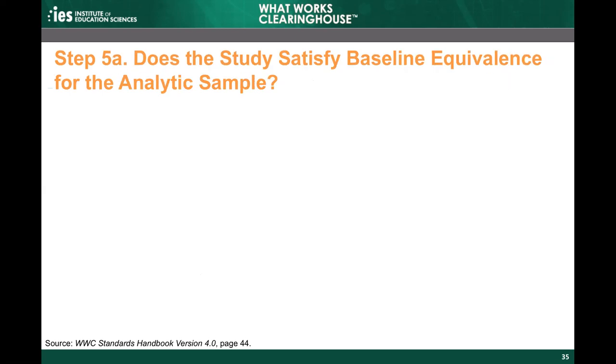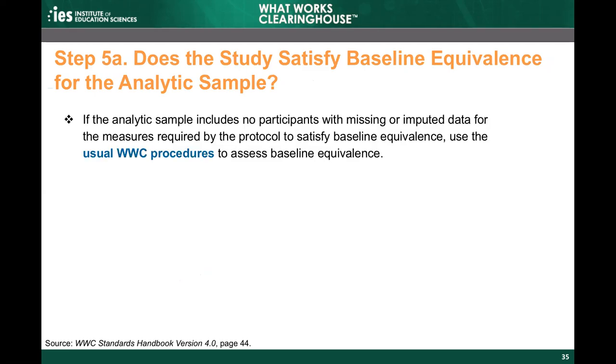So we would then move on to step five, which is assessing baseline equivalence. We'd apply step 5A. Does the study satisfy baseline equivalence for the analytic sample? If there are no participants with missing or imputed data for the measures required by the protocol to satisfy baseline equivalence, in that case, we would use the usual standard WWC procedures to assess baseline equivalence.